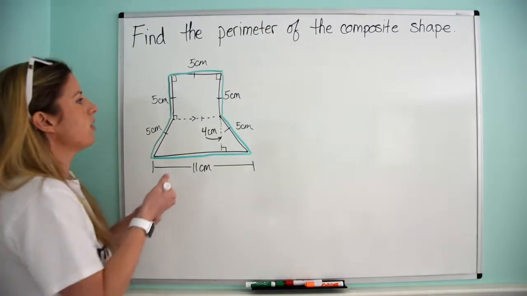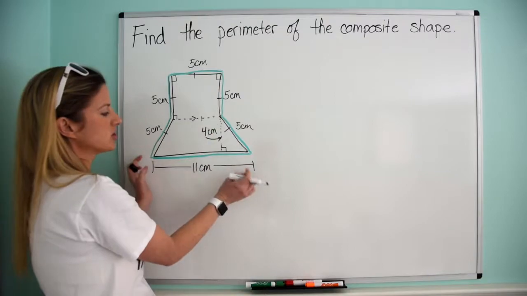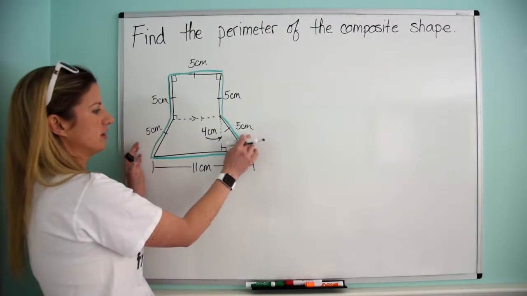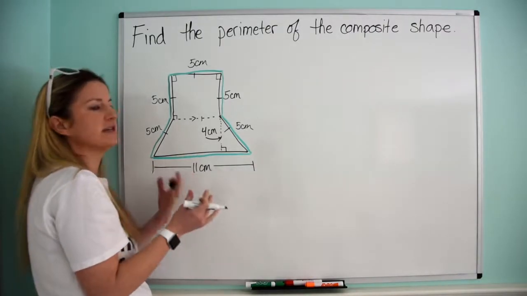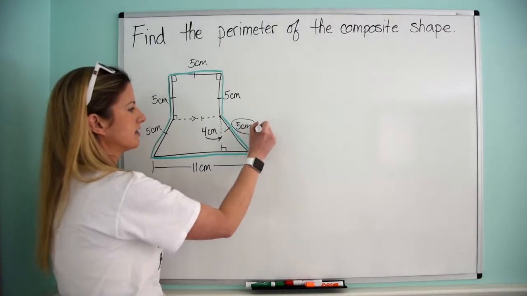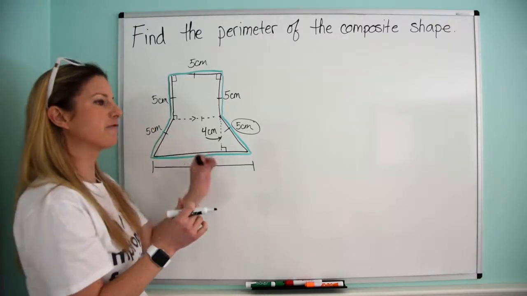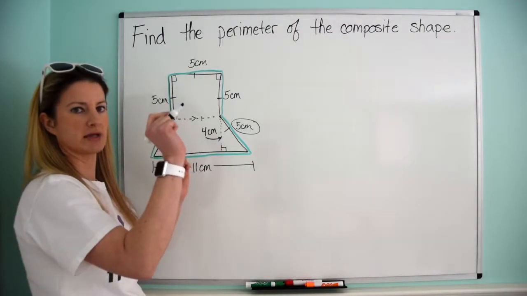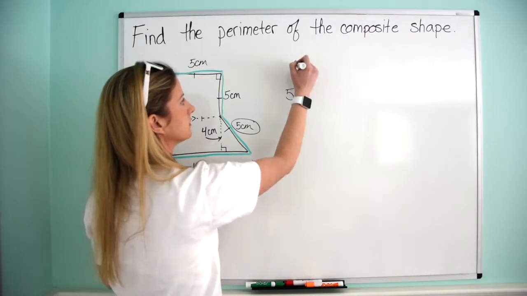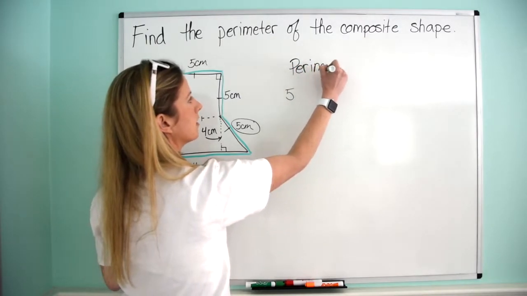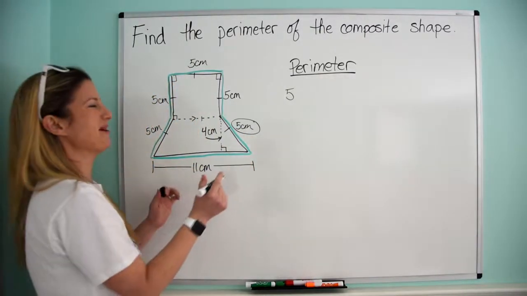Again, when you have sides that are the same measure and one that's different, I highly recommend you start directly to the right or directly to the left of the different one, because it's easier to keep track of. So let's say I start here. Circle it, that's where you're starting. Every time you write it down, put a check mark next to it. So it's 5. I can even write perimeter up here. Perimeter is going to be 5.